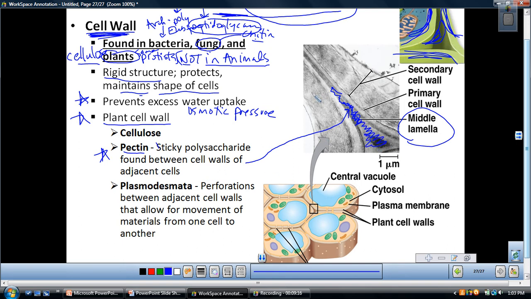Okay, now I want you to know that if this was cell A right here, and this was cell B, they would need to communicate with each other as far as making sure that some things could move from this cell to that cell and that cell to this cell.